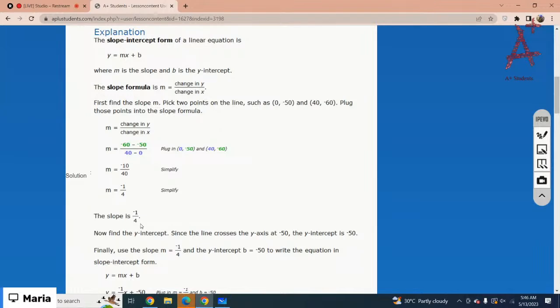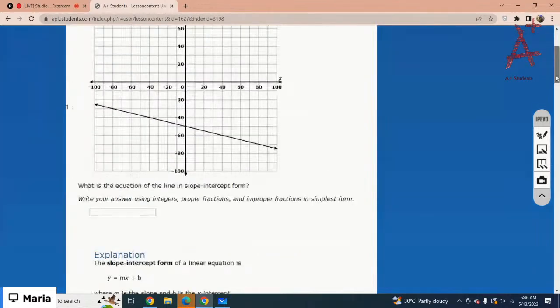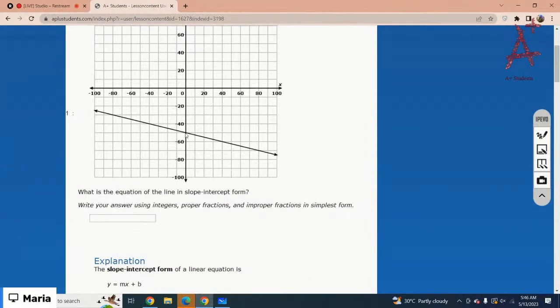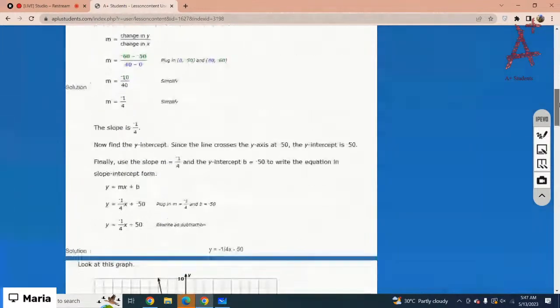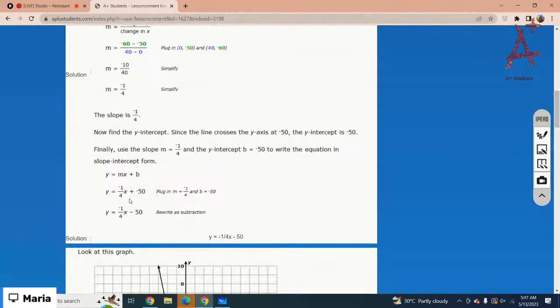Then you have to look for the y-intercept of the graph. The y-intercept is the point where the graph is touching the y-axis. It would be negative 50. Got it? So just put these back in the equation. It would be y equals negative 1 over 4x plus negative 50. That means the equation of the graph is y equals negative 1 over 4x minus 50.